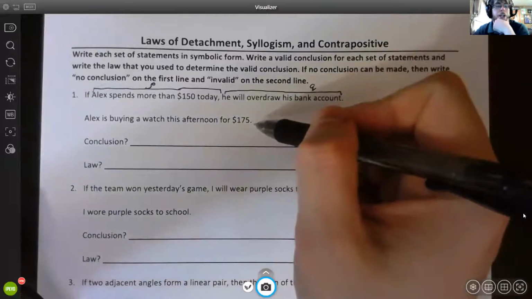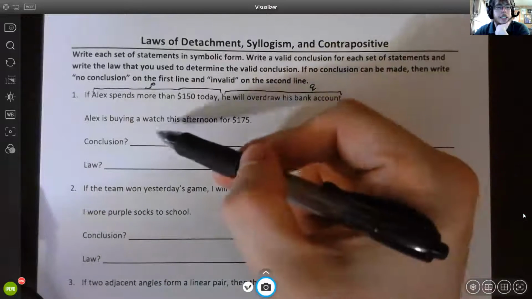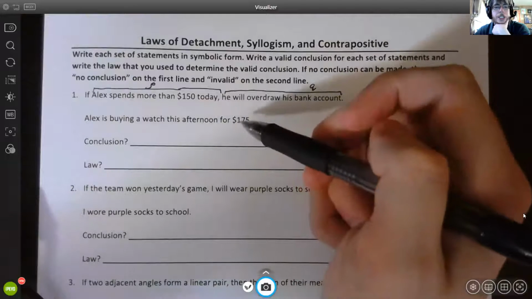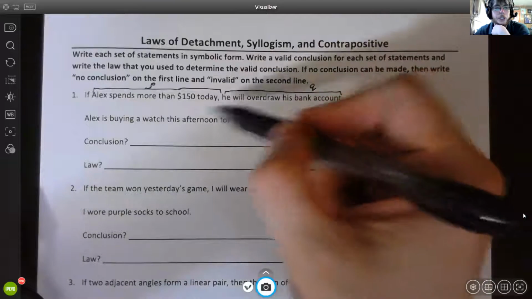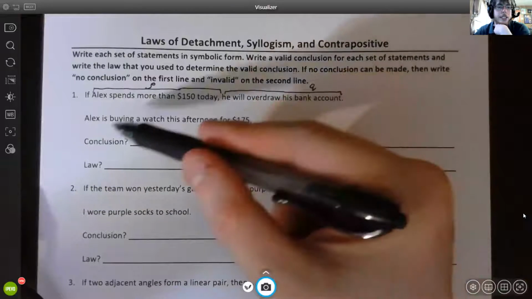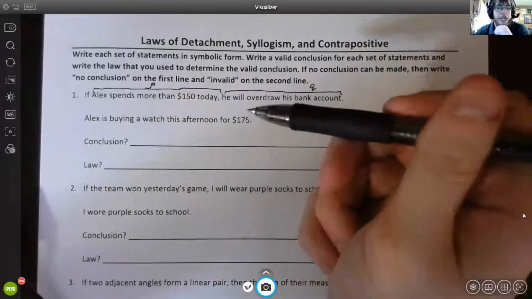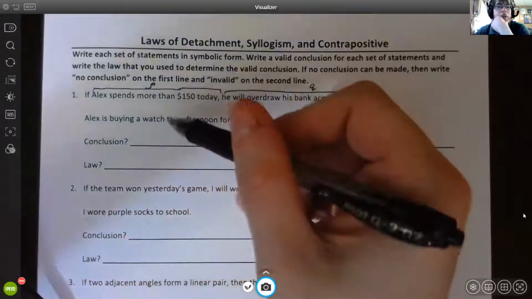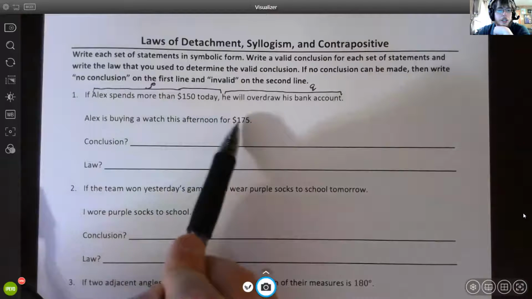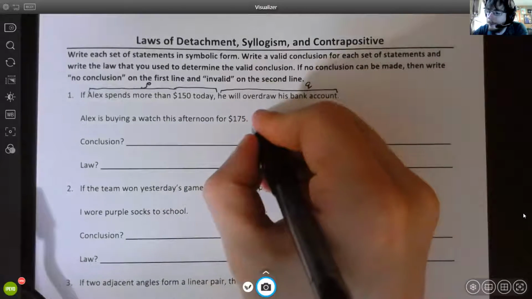Now with this statement here, this is not an if-then statement. It's just a regular statement. So it says Alex is buying a watch this afternoon for $175. So what you want to determine is which one does it relate to? Does it relate to P or does it relate to Q? Well, it says he's buying a watch for $175. That would mean that he's spending money. So P deals with spending money, and P says spends more than $150. $175 is more than $150, so we can say this is statement P.